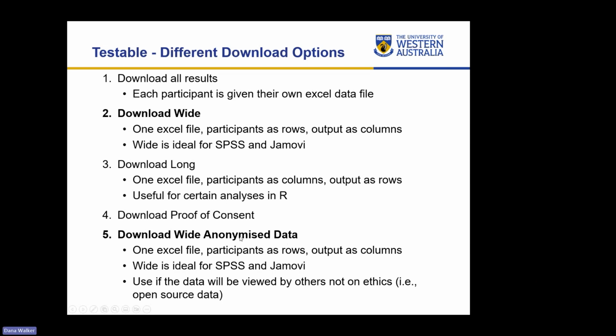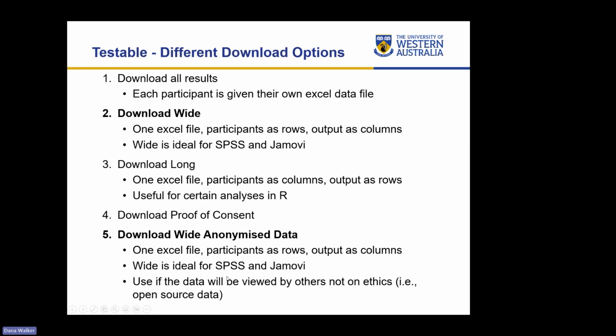This is the same as the wide. I have noticed that when I've downloaded the wide anonymized data version, it also seems to download a folder that looks like this one. So it just gives it to you, even though you didn't ask for it. So just be aware that if you see when you download it, there's an extra file, it's just downloaded all as well. What you're interested in is that one Excel spreadsheet that it produces that has participants as rows, outputs as columns.